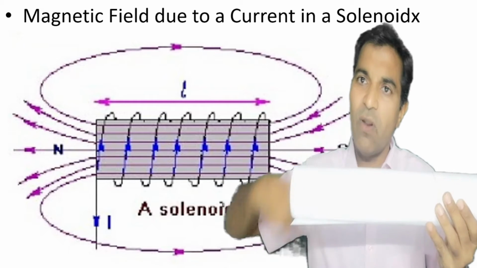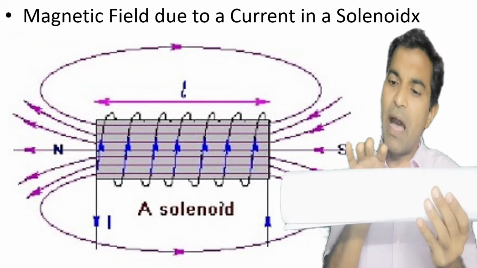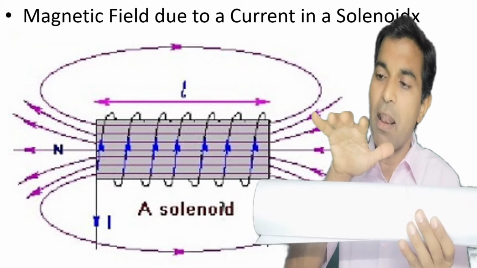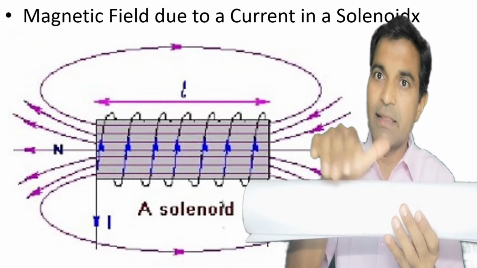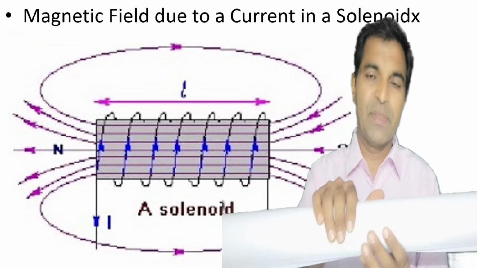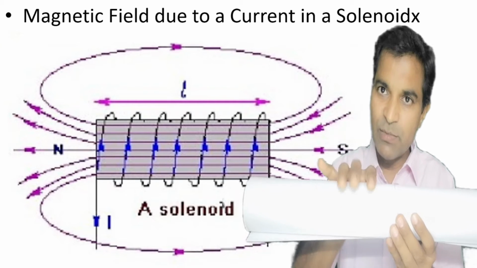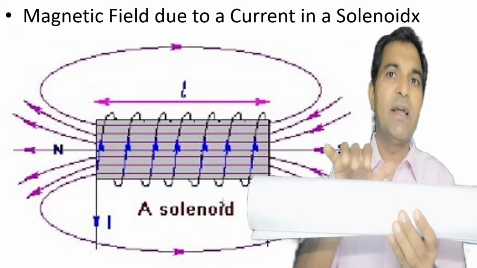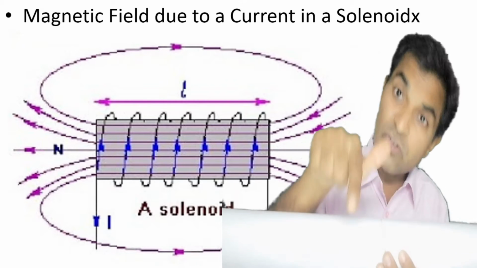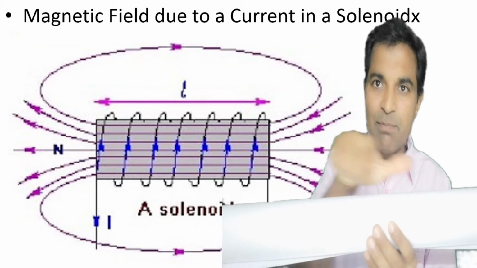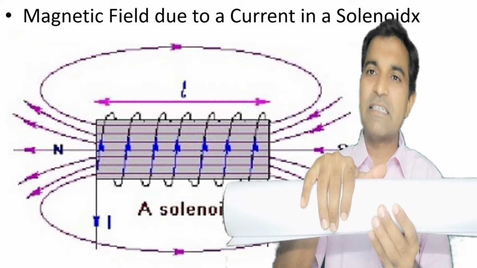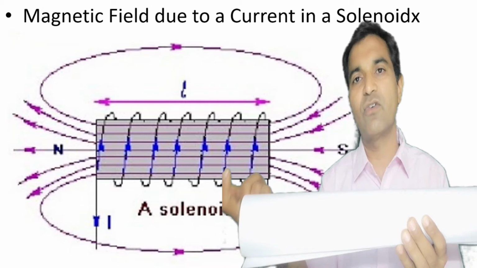If the current flows like this, and if the direction of the current in these turns is represented by our fingers like this, then the direction of the thumb will represent the direction of the magnetic field. So if the direction of the current in a solenoid is something like this, then the magnetic field produced due to this current will be like this, meaning north will be here and south will be here.